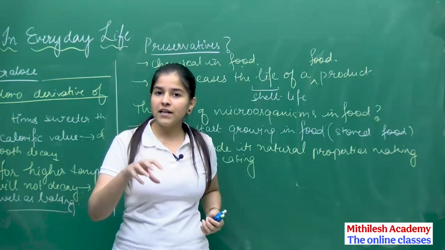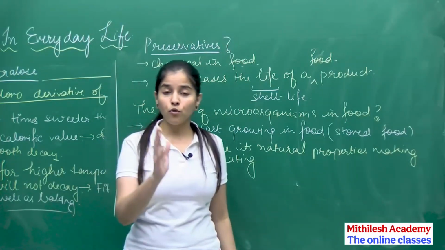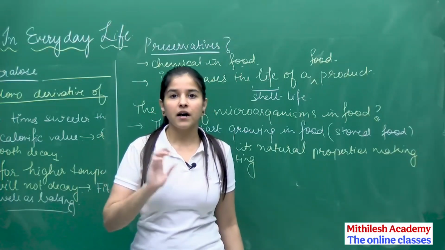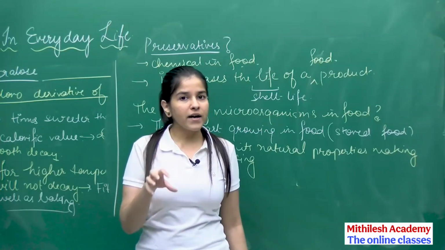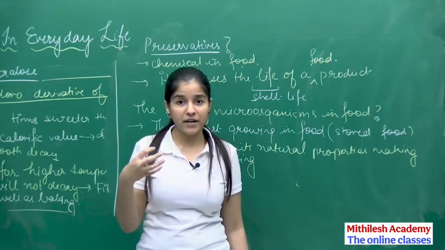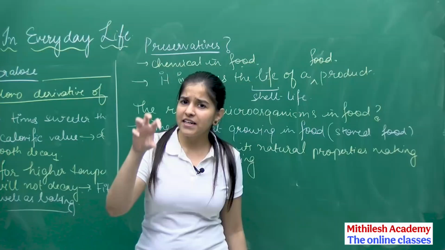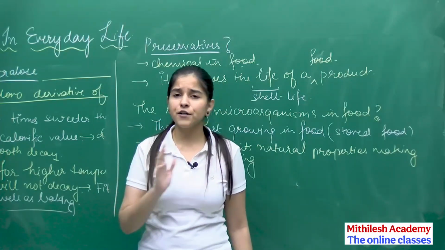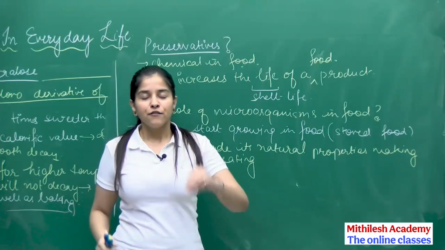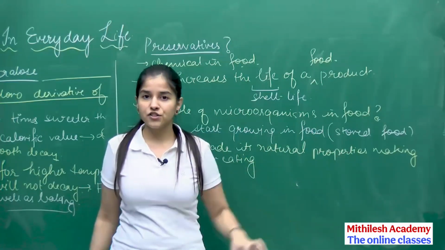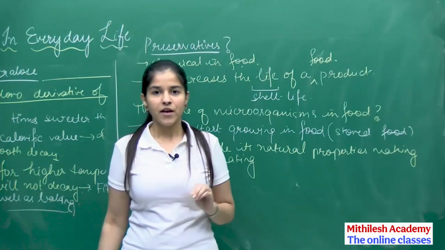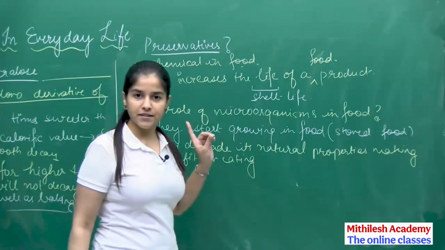So in summers, mostly, we do not leave our food just like that in an open room or something. Why? Because the microbes, the bacteria, start growing on it, and it degrades our food, making it unfit for eating, unfit for consumption. So we try to store it in the refrigerator to avoid the growth of microorganisms. That is the role of microorganisms.